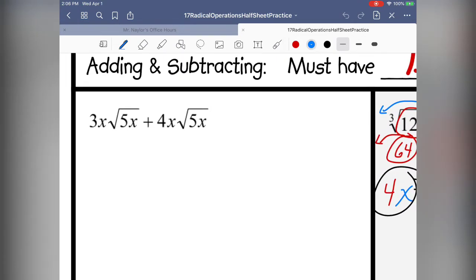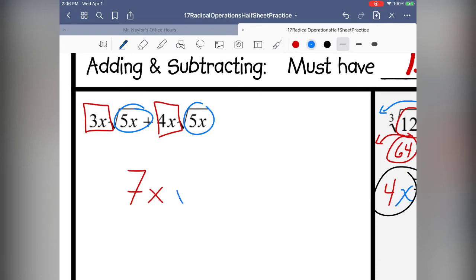So did you already do this problem? If you did, you should have found it to be pretty easy because all you have to do is add basically the 3x and 4x. That's because the radicals are already the same. So we end up with 7x's of the square root of 5x.